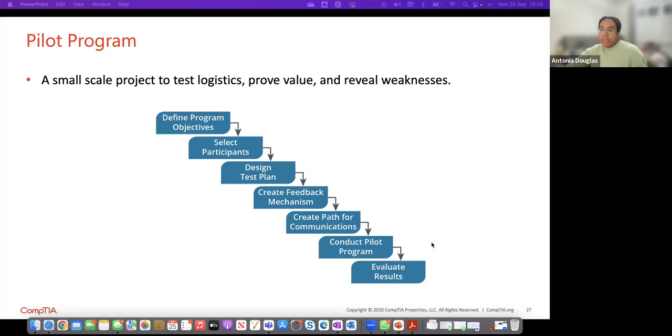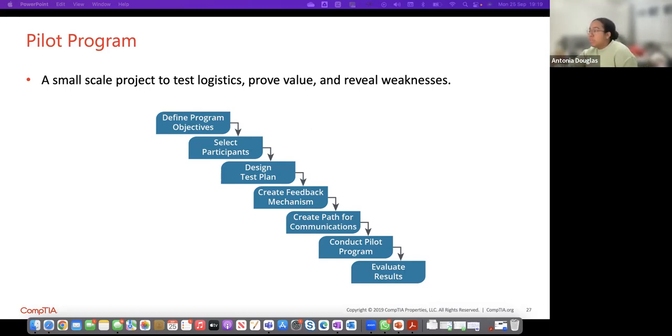Right. So earlier we just mentioned the pilot program. So this is looking at, is it going to work? Is it going to not? Small scale project, tests, logistics, prove value, and reveal weaknesses. All right. What's working? What's not? Is it going to work for us? Are we going to lose money? Are we going to save money? Let's really test this out and see if it's beneficial for our business. And that's what you want to achieve with a pilot program.